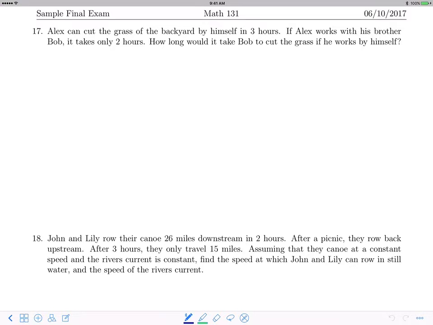So we start by answering this question. Remember to use the four-part paradigm here. The first part is to write the answer. It would take Bob T hours to cut the grass. And then in step 2, we're going to write the equation.